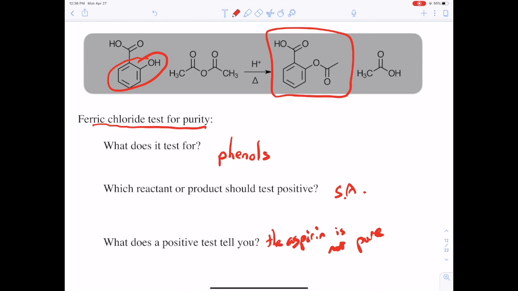Salicylic acid is the most likely impurity in the aspirin. The acetic anhydride gets destroyed by water during the procedure at the end when we quench the reaction, and it forms acetic acid, and that's water soluble and should wash away.